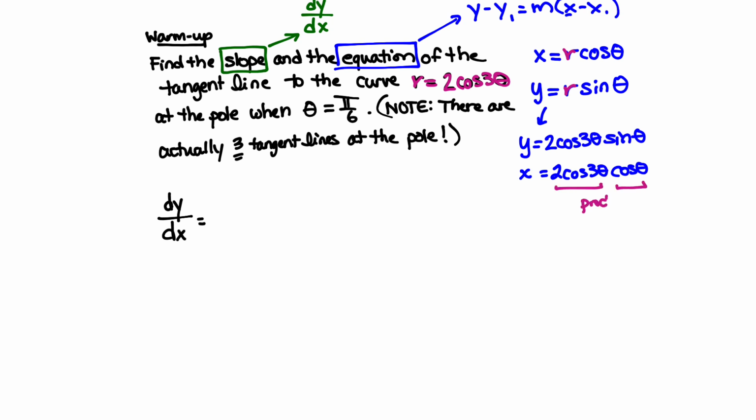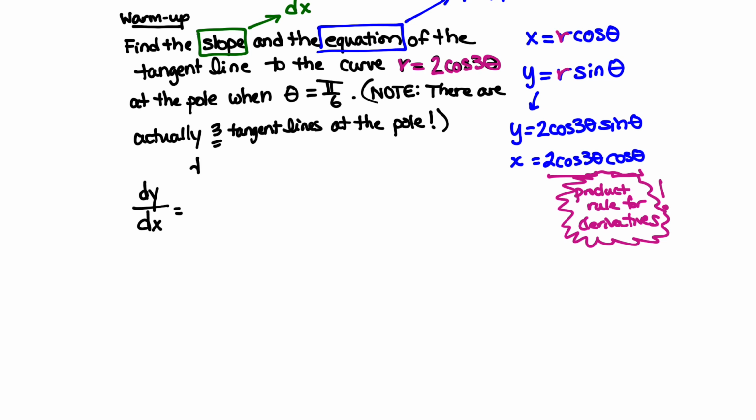So you should be applying the product rule for derivatives when you take your derivatives here. Be careful, because we've got products going on: derivative of the first times the second and all that good stuff. dy dx: y is a function of theta, x is also a function of theta. So we take each derivative separately, dy d theta and dx d theta, and then divide.